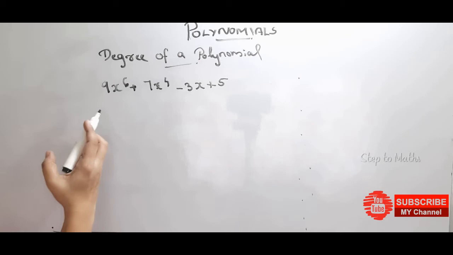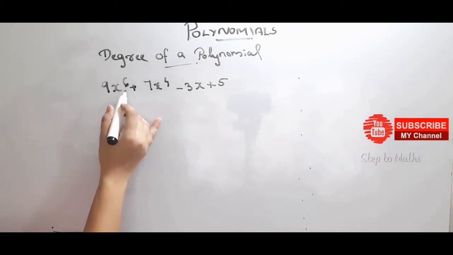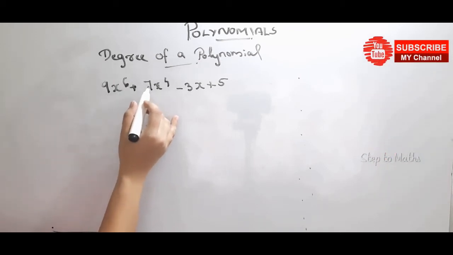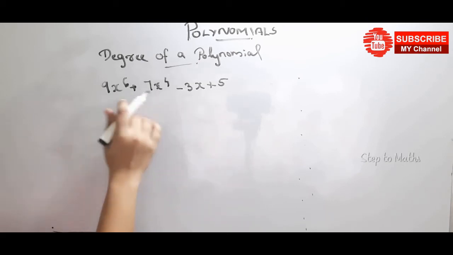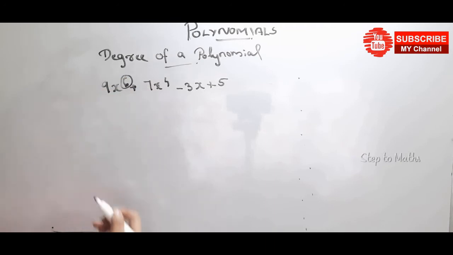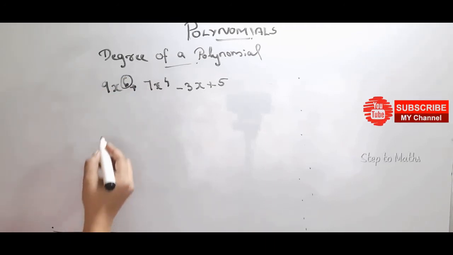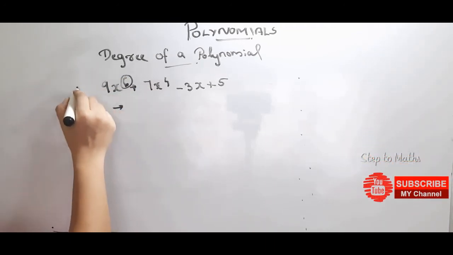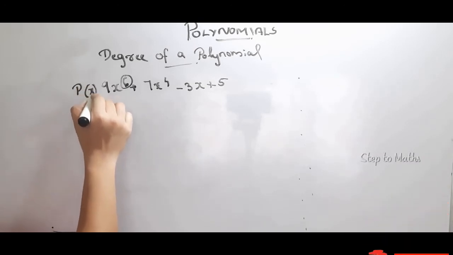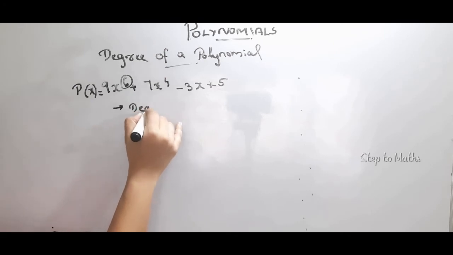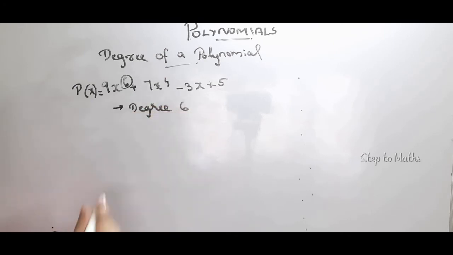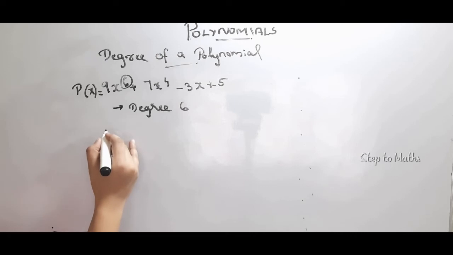If we consider this polynomial, 9x raised to 6 plus 7x raised to 4 minus 3x plus 5, in this the highest power is 6. That means, if this polynomial is represented as p of x, the degree of this polynomial is 6.